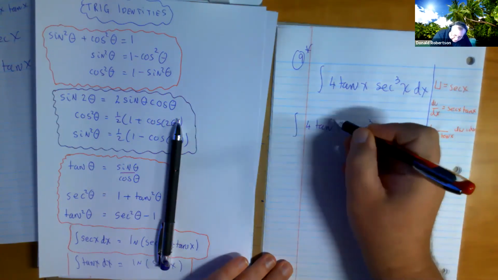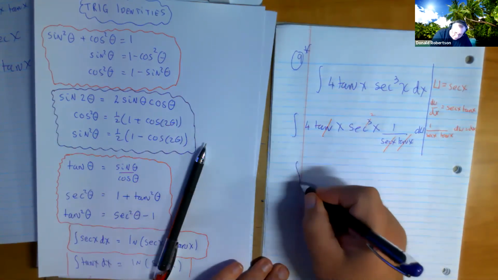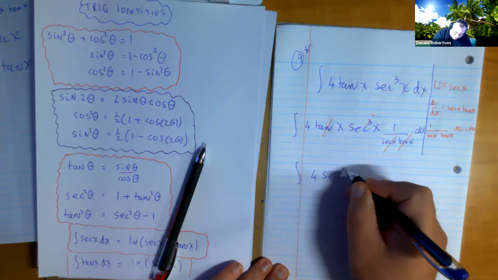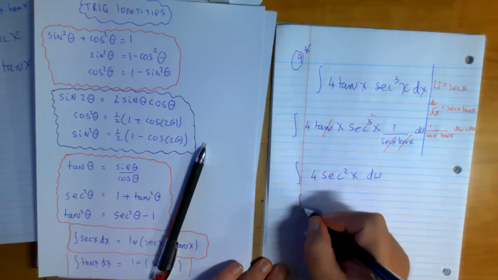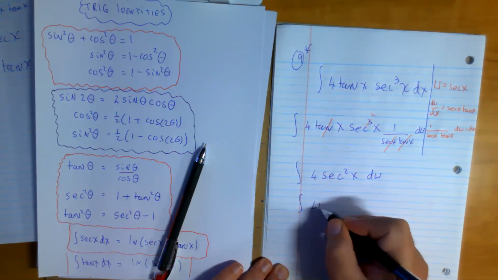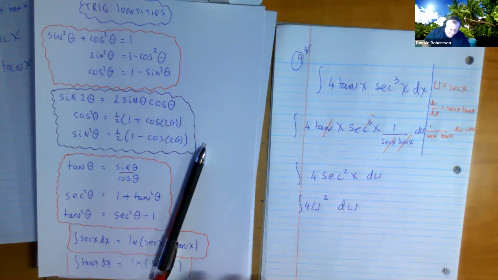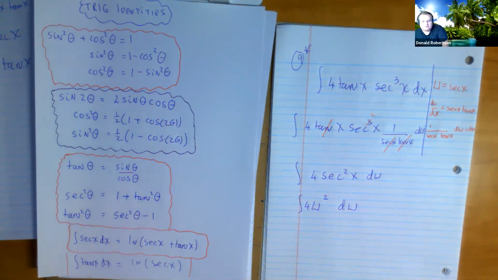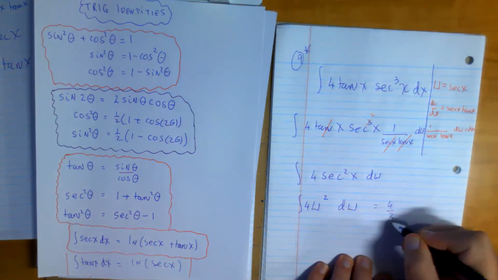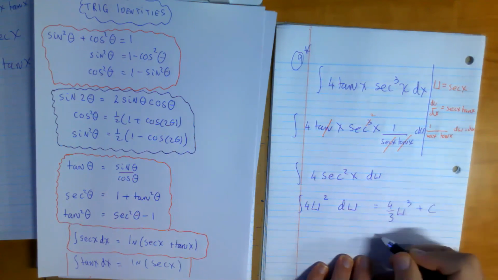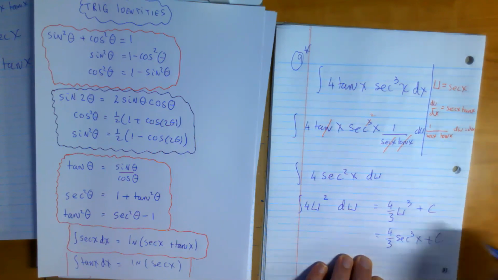Do you see how the tans cancel and one of the secants cancel? Now that leaves me with 4 secant squared x du, and secant squared becomes u squared. Then you get to do the power rule and put secant x back in. Does that feel good, guys?